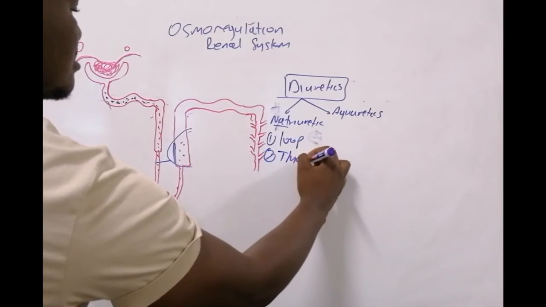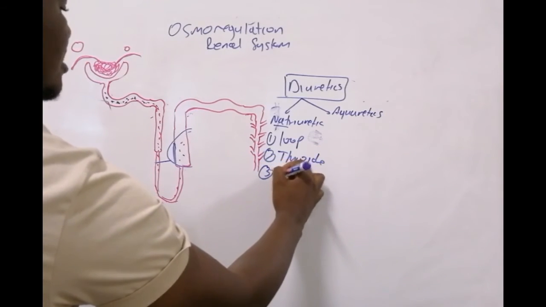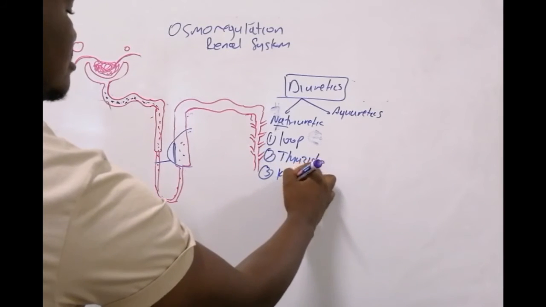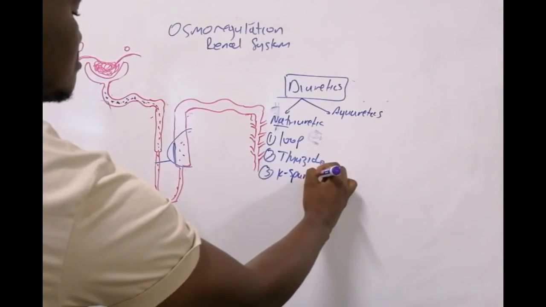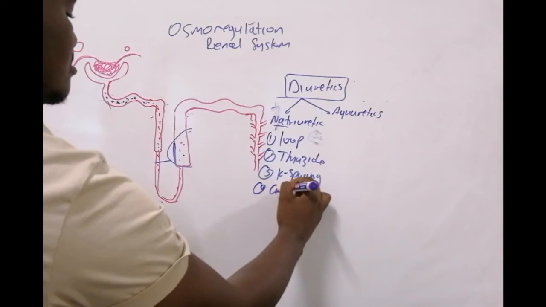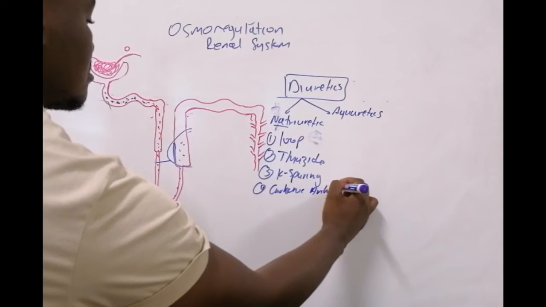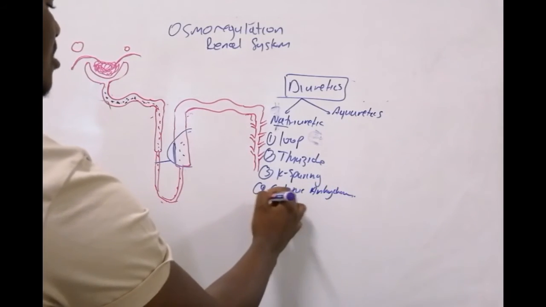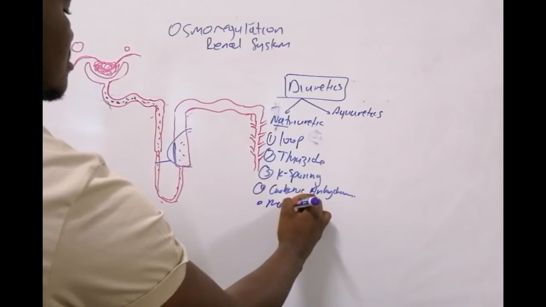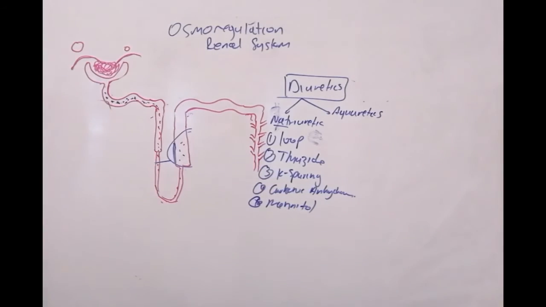So natriuresis or natriuretic diuretics, there's what we call loop diuretics, thiazide, potassium sparing, and we've got carbonic anhydrase. We also have mannitol. Those are our natriuretic diuretics.